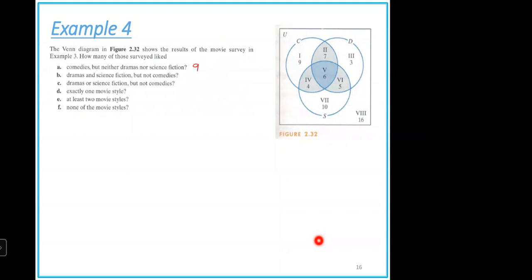And of course, the detailed answer for this is in your book on page 93, if you want further details on how they get the answers for that. Thank you, Ms. Nairn. Okay, Ms. La Rochelle, let's look at B. How many persons like drama and science fiction, but not comedy?